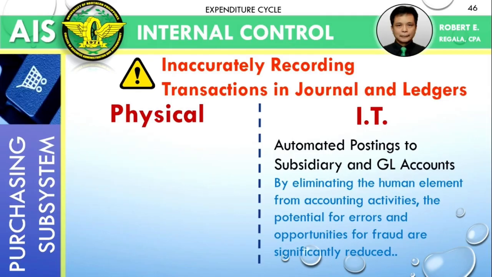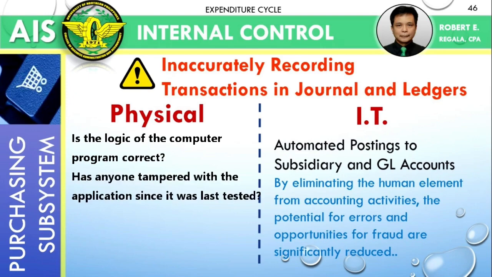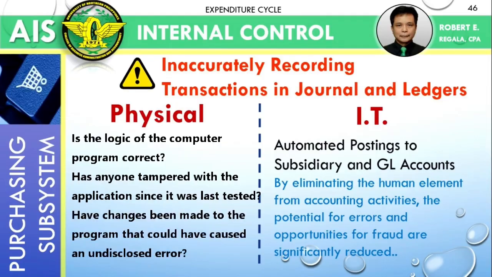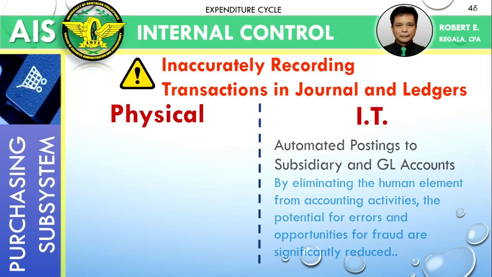In assessing application integrity, auditors seek answers to such questions as: 1. Is the logic of the computer program correct? 2. Has anyone tampered with the application since it was last tested? And 3. Have changes been made to the program that could have caused an undisclosed error?